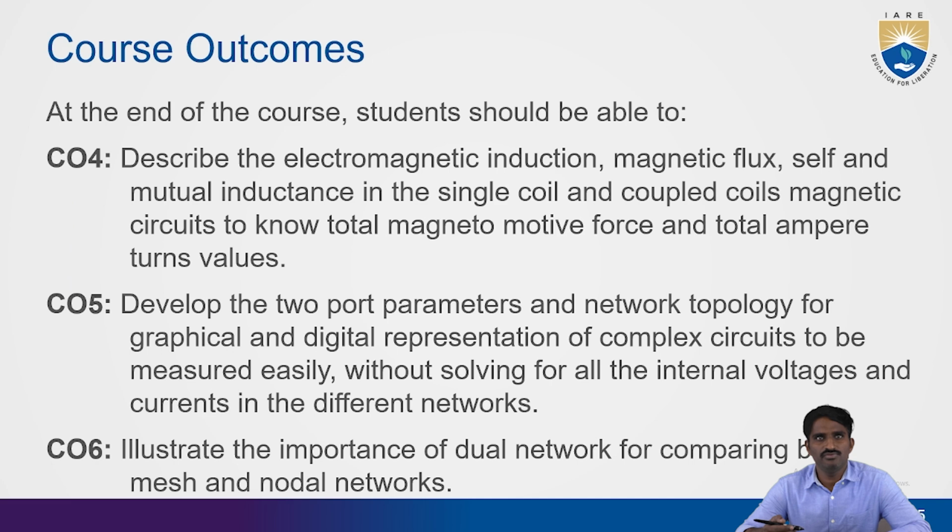Then coming to the final CO, which is CO6. At the end of the course, the student should be able to illustrate the importance of the dual network for computing both mesh and nodal analysis, right? So of course, there is another concept, dual networks. At the end of this course, the students will be able to illustrate the importance of dual networks for computing both mesh and nodal analysis. So that is about CO6, which means at the end of the course, the student should be able to do all these things defined by the course outcomes.